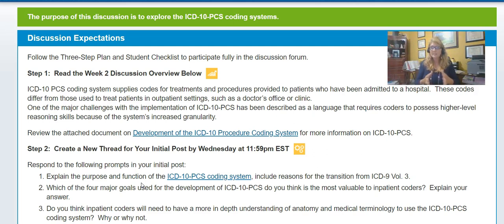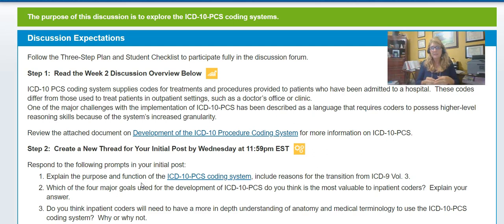So this is different from the ICD-10-CM that we talked about last week. In ICD-10-CM, these are your diagnosis codes, or why the patient's being seen. And those are used throughout healthcare. They're used in the inpatient setting and the outpatient setting as well.